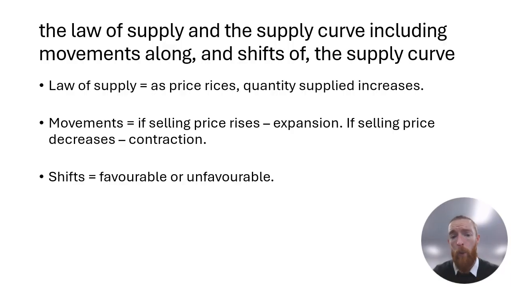Then we can put our law of supply. As price rises, quantity supplied increases. This is all because supply is from the point of view of businesses. Businesses are motivated by profit. That's part of the key knowledge point now. Profit motive for businesses. As the price rises, businesses will supply more.